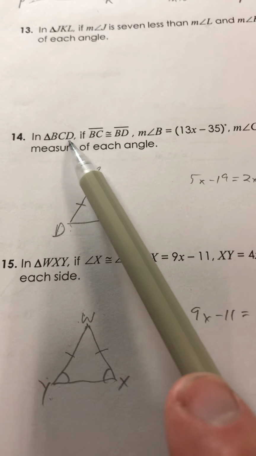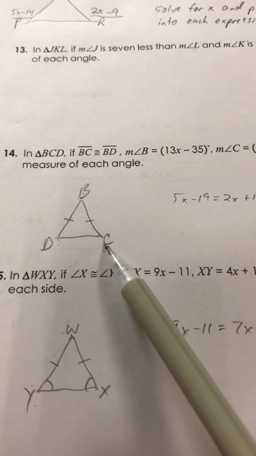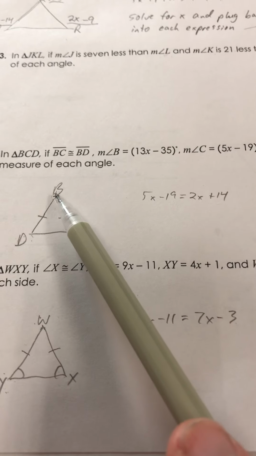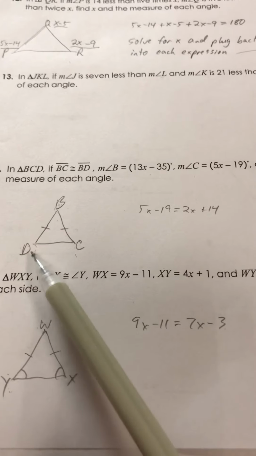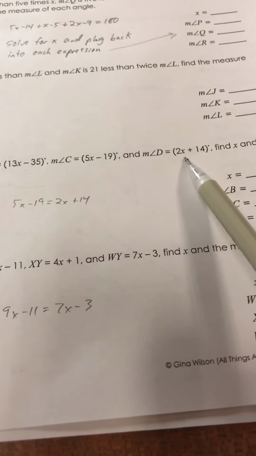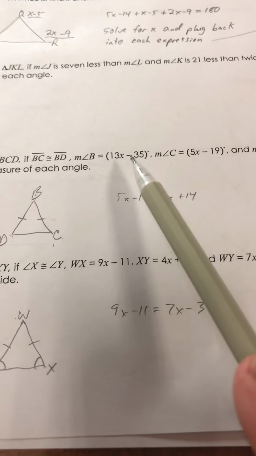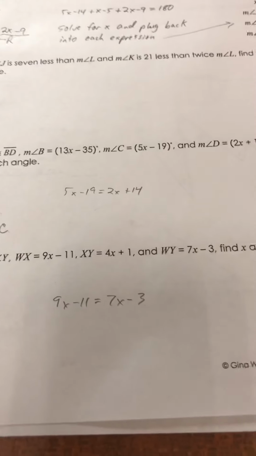Number 14, the measure of BCD. In triangle BCD, if BC is congruent to BD, so it's an isosceles, the measure of C and D, these two, are going to be equal to each other. C is 5x minus 19, and D is 2x plus 14. Find x and the measure of each angle. So solve for x, plug it back into each of these so you can get the measure of B, C, and D. Go ahead and just solve for x, get x by itself on one side.